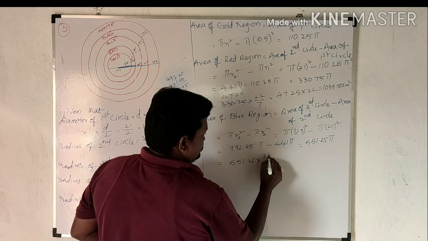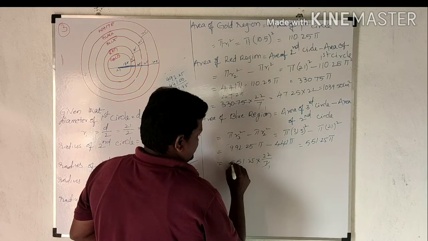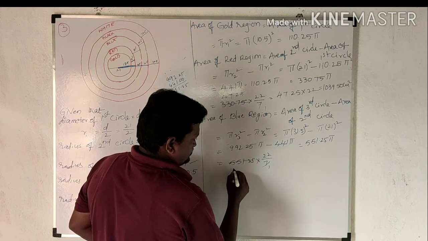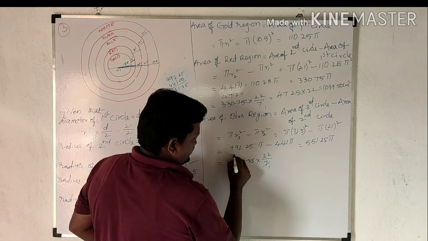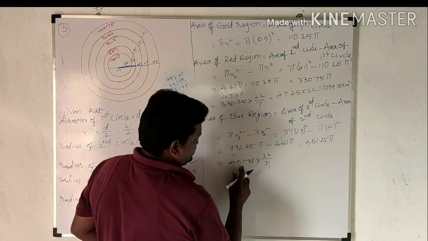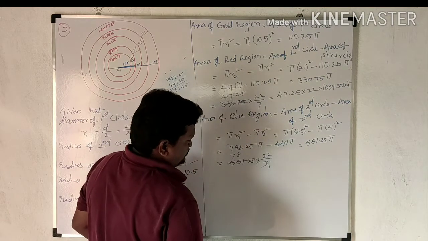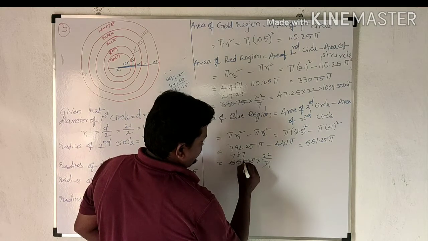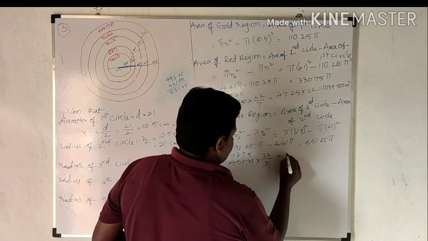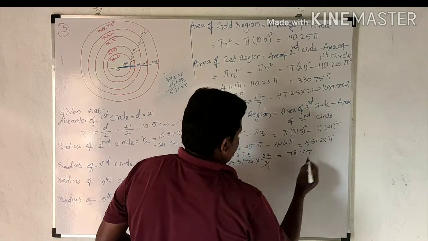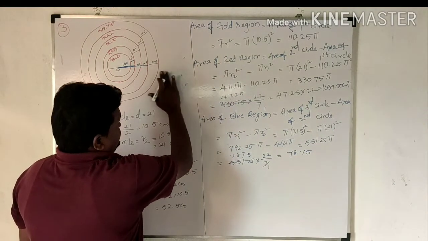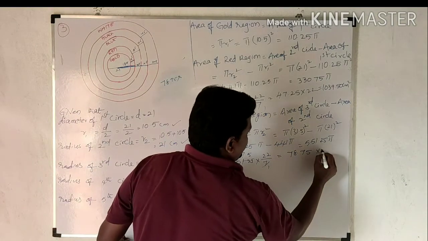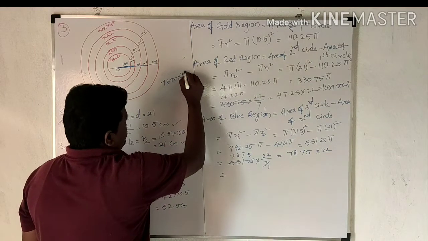Now this is 551.25 into 22 by 7. 7 ones are 7, 7 sevens are 49, 7 eights are 56, 7 fives are 35. So this is 78.75. Okay, this is 78.75 into 22.